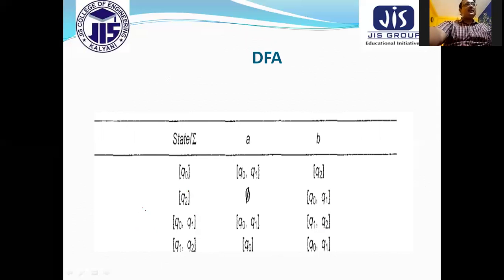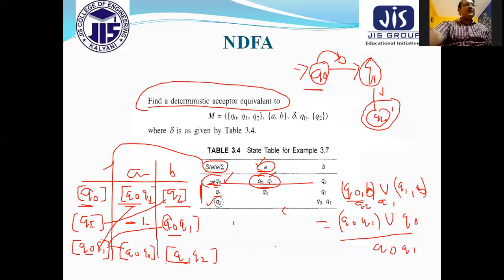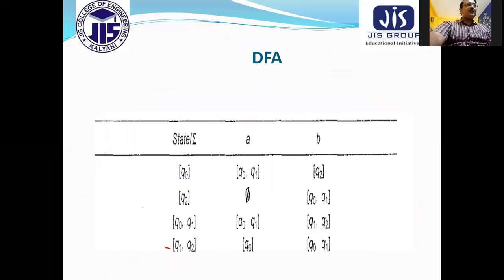What have you done here? Again, Q1, Q2, you can see that. You have to go for the combination of the inputs and check which states are possible here. So from the previous figure, you can say Q1 taking the A, I can go to the Q0. Q2 taking the A, null, nothing is there. So I can say I get only the Q0 there.